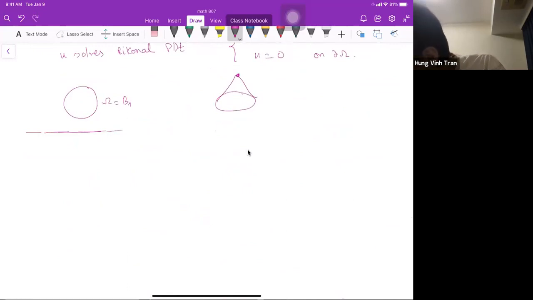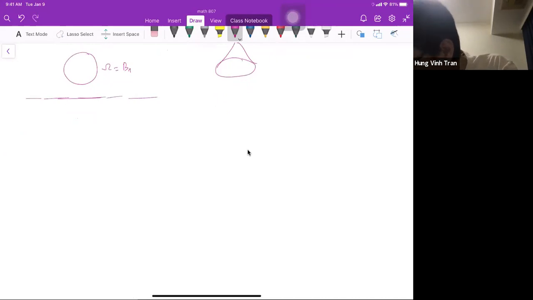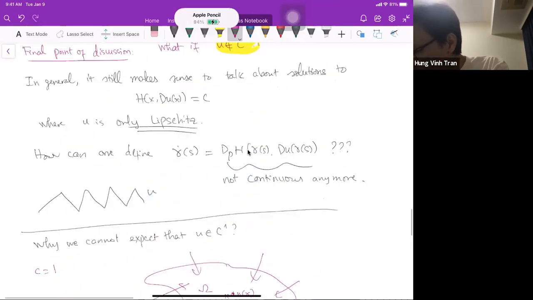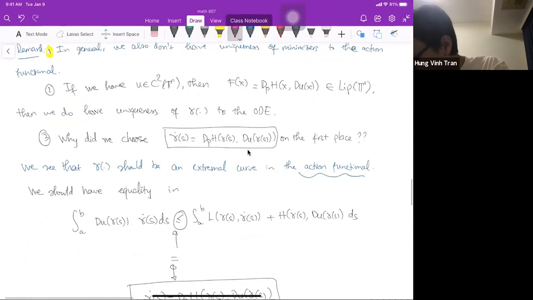For some reason, one second. For some reason, my pen is not recognized. Okay, I guess. No, I couldn't write it. Maybe let me just say it because I couldn't write it down.